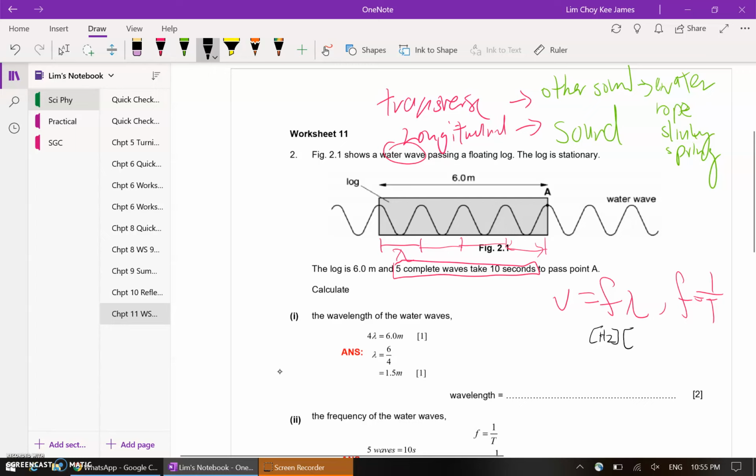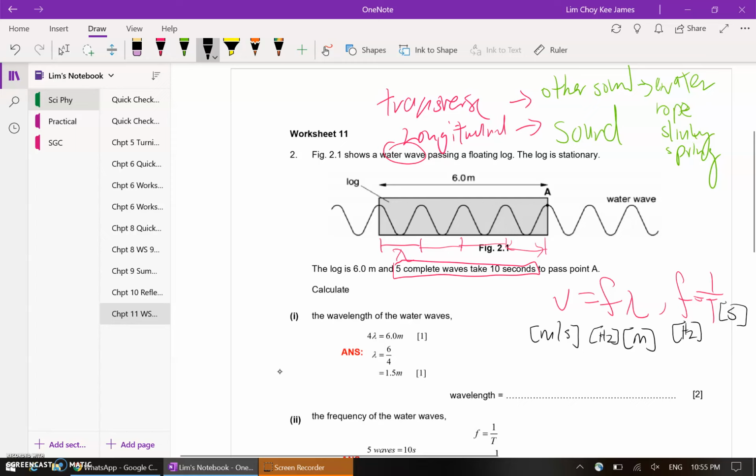The lambda, most of the time, should be in meter, and then the unit for speed will be meter per second. Of course, if the lambda is measured in cm, the speed will be in cm per second. Likewise, for T, the unit will be seconds, and the unit for f will automatically be hertz. Usually for the second formula, the units are fixed.